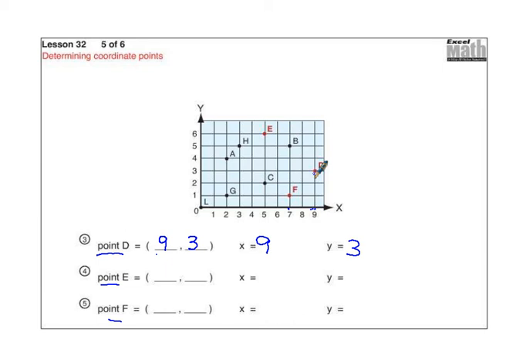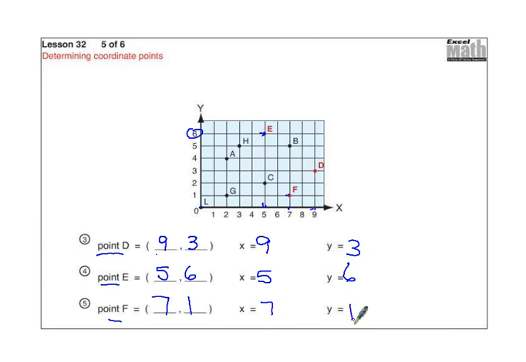Point E, here's point E right here. To get to point E, I'm going to travel with my plane over to 5. And then I'm going to come up 6, as you can see right here, to get to point E. So the answer is 5, 6. 5 is x, y is 6. Point F, right here, going to go over to 7 and up 1. First number is 7 for x, y is 1.